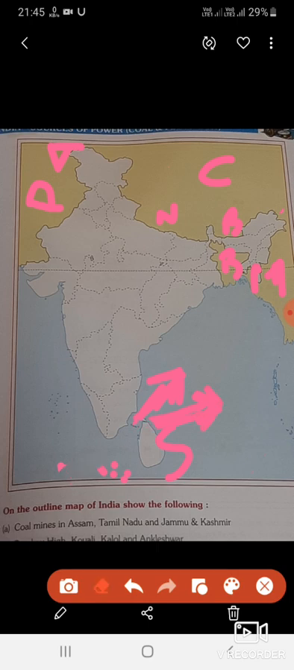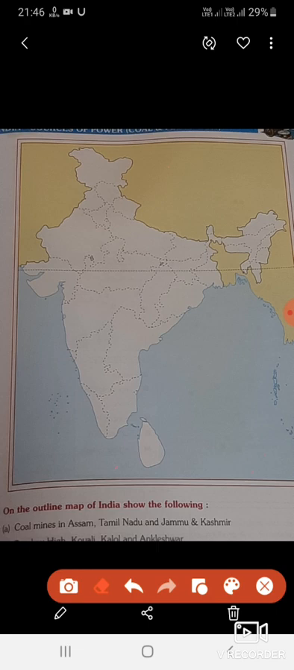So this is related to our today's topic, that is India, its strategic position, the naming of the Indian Ocean, the implication of the large land boundaries and the vast coastline, and what are the neighbors that are surrounding us.